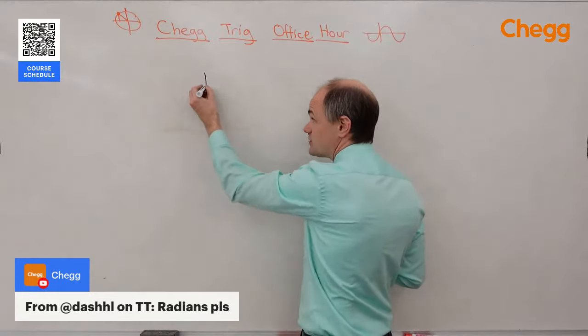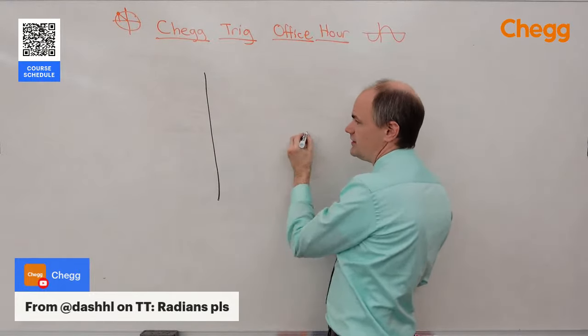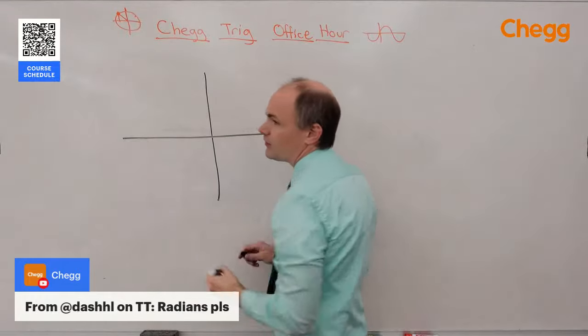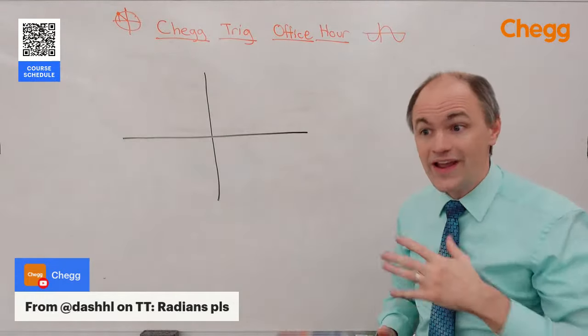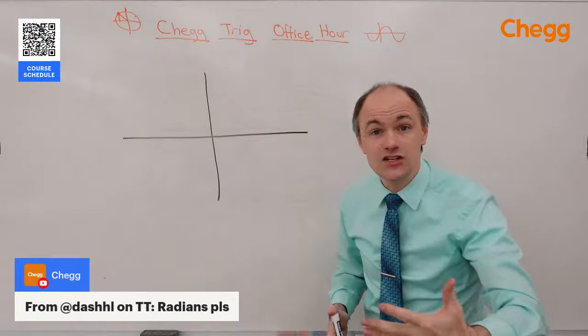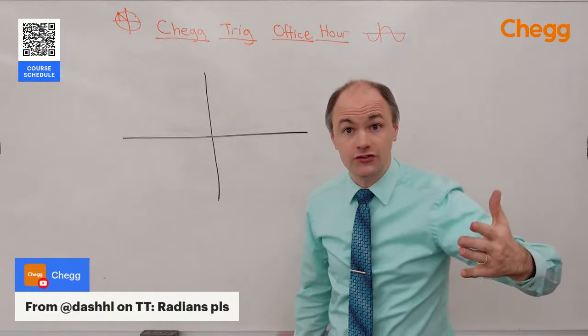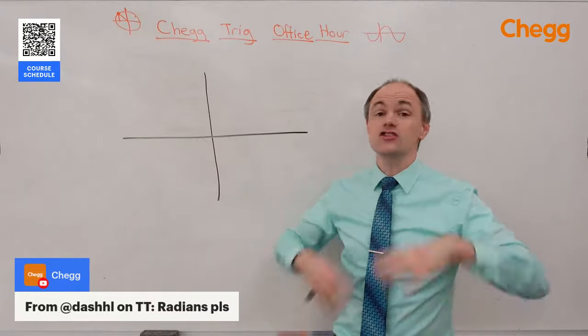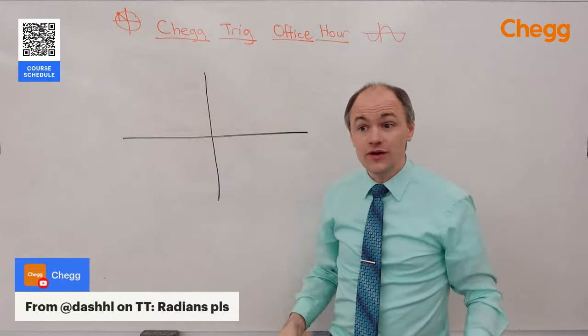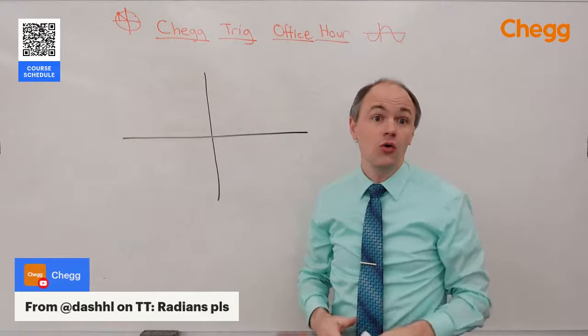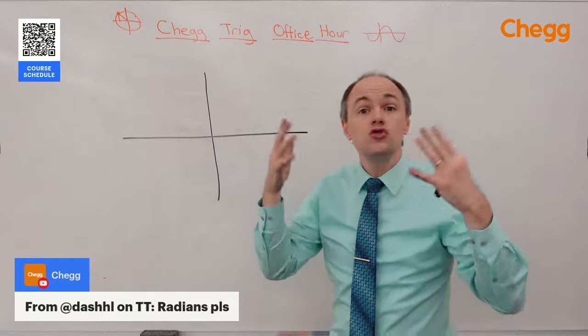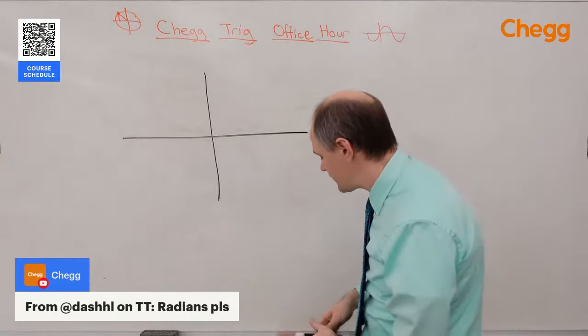A lot of the time students tell me they really like working with degrees. On almost every problem, they're converting radians into degrees because they like degrees better. The reason you like degrees better is you learned them first. There's no other reason than that. You're just familiar with a 90-degree angle. You know what a 90-degree angle is. You know what a 120-degree angle is. You've done that before. You're familiar with it.